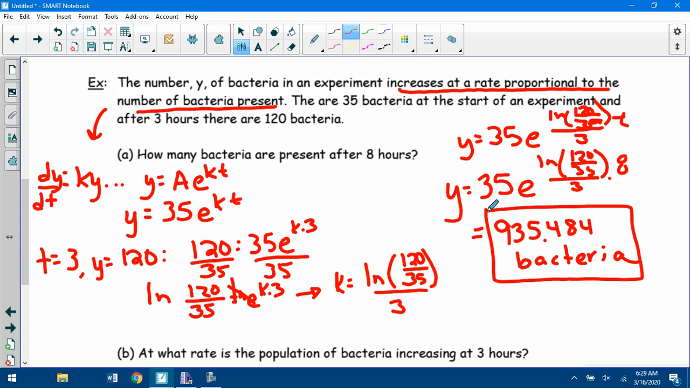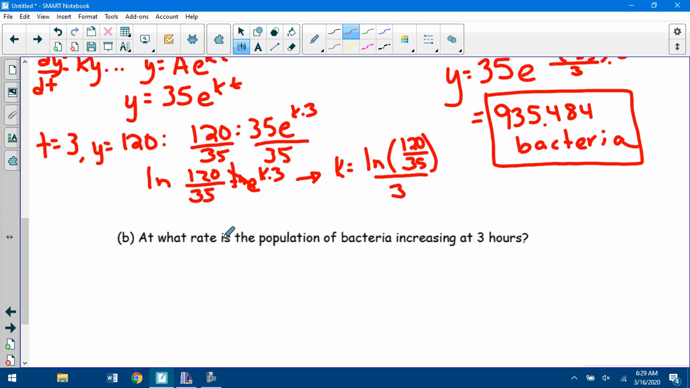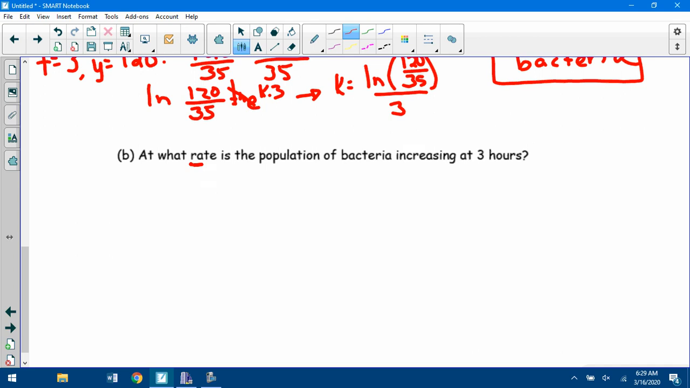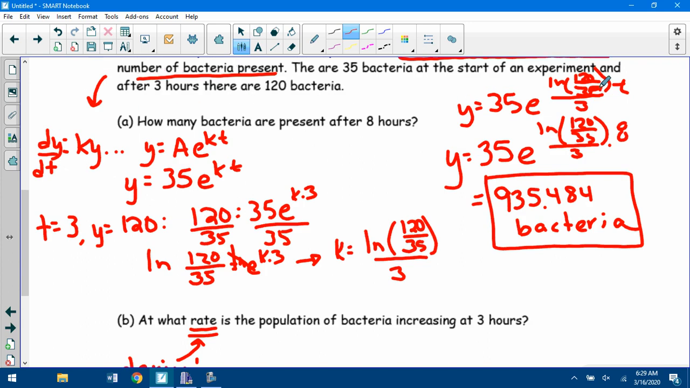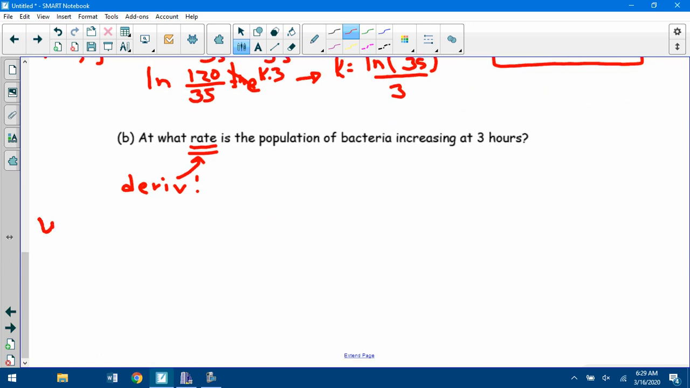All right, now the second part where calculus maybe comes in a little bit. At what rate is the population of bacteria increasing at 3 hours? In calculus, when it says at what rate, what does rate mean? It means derivative. Okay, so I've got to take my formula from up here, find the derivative. So I'm starting with y equals 35 e raised to the ln of 120 over 35, over 3t. Kind of looks like an ugly thing to take the derivative of, but let's see what happens.